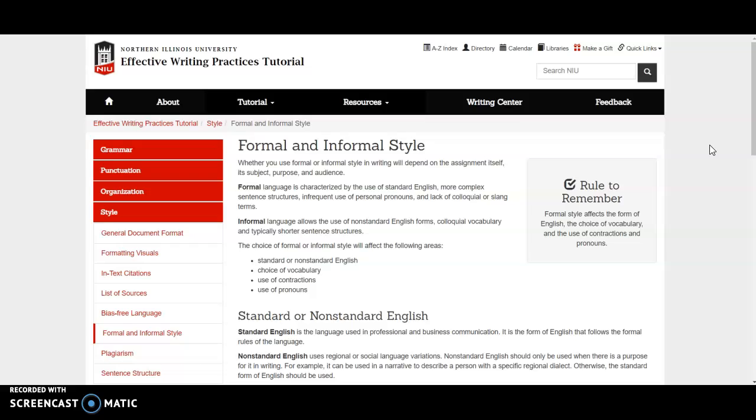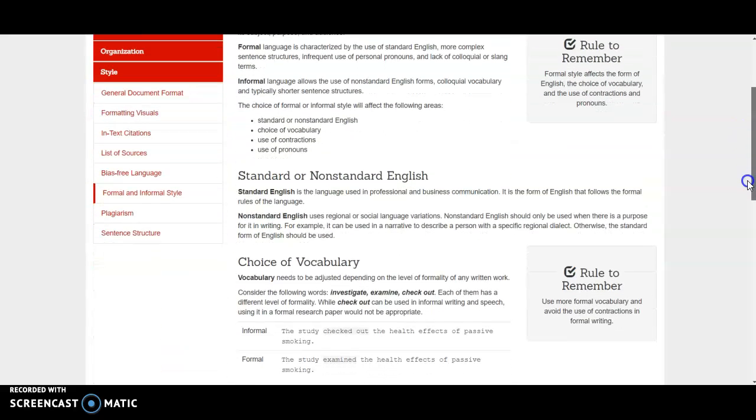So you want to always avoid slang. You want to avoid more common terms, more colloquial expressions. You just want to come across as a little more formal, a little more professional, a little more educated, a little more aware of your vocabulary, the level of language that you're using.